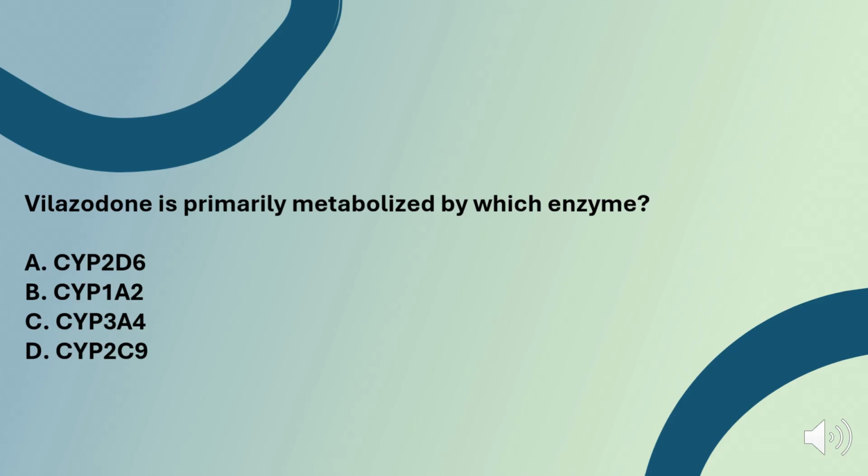A, CYP2D6, B, CYP1A2, C, CYP3A4 rather, or D, CYP2C9. I'm going to give you a few moments to look at this. I know it's a hard question, but I want you to think about it. Think about what you've learned in your classes, think about which of these enzymes we've already talked about, and think about vilazodone.